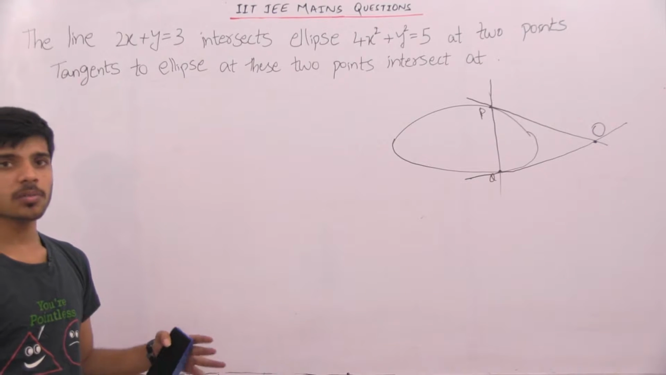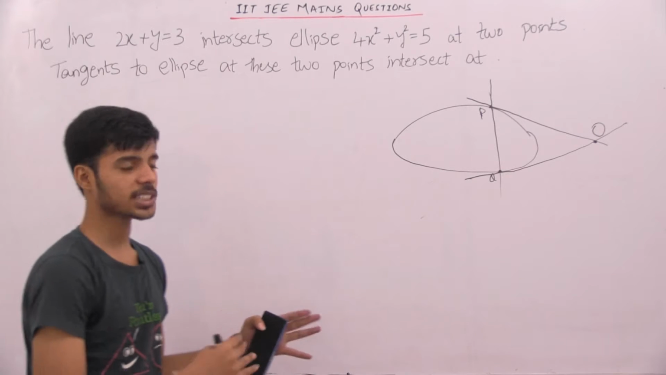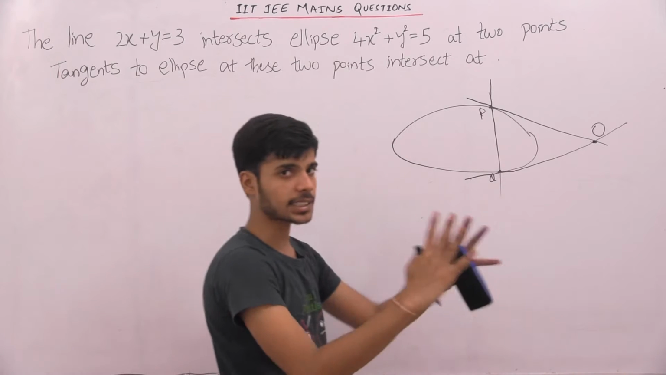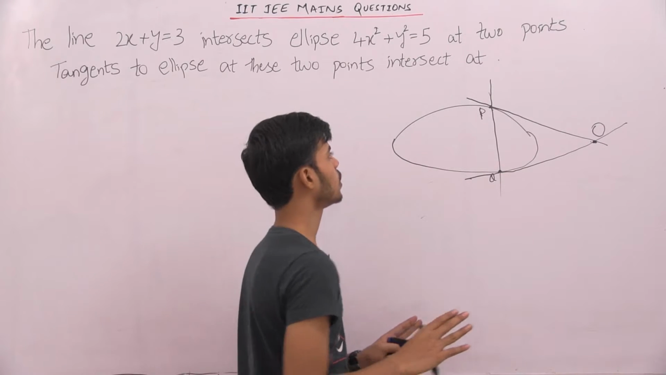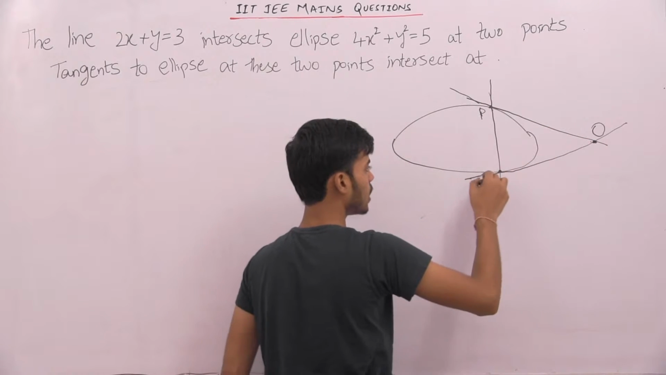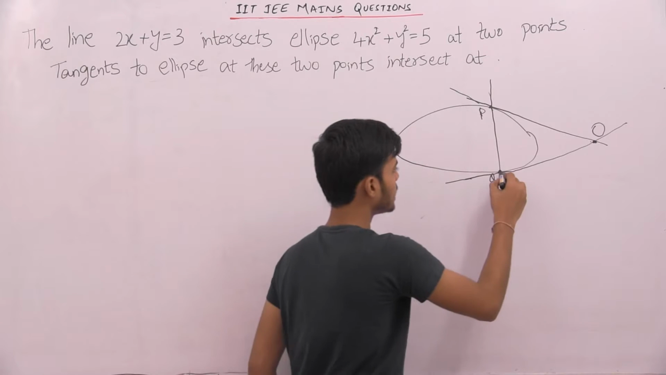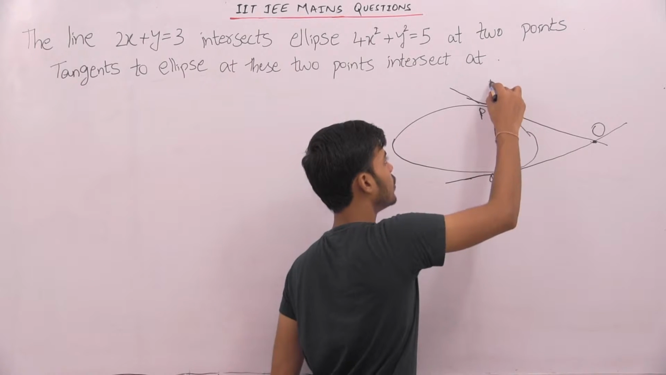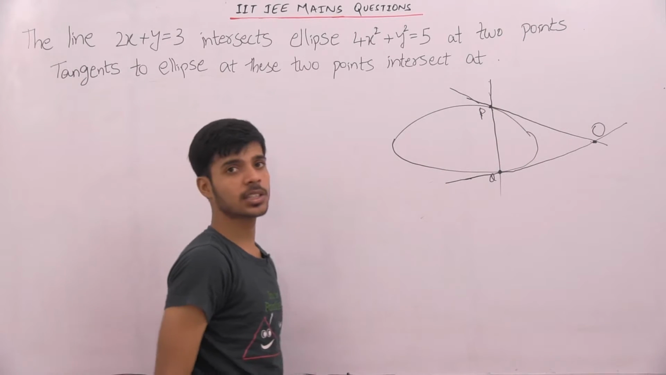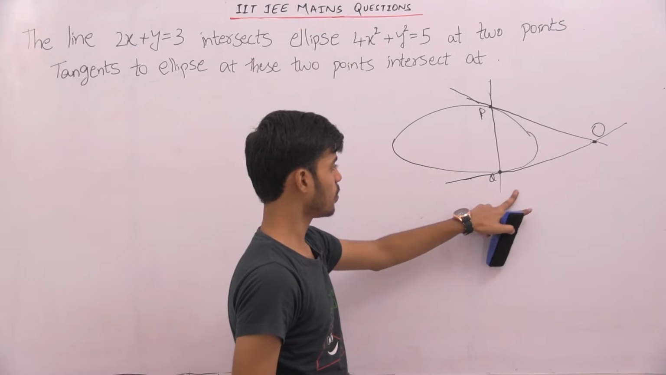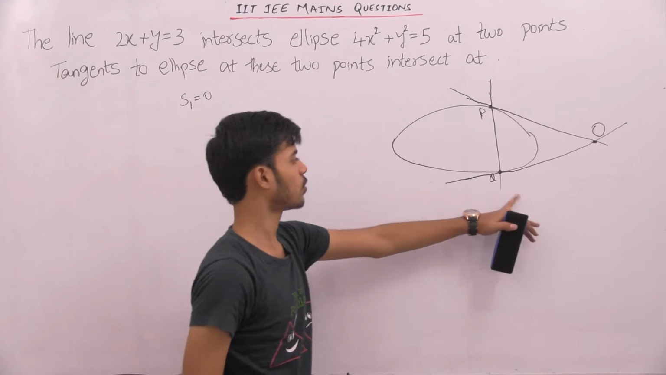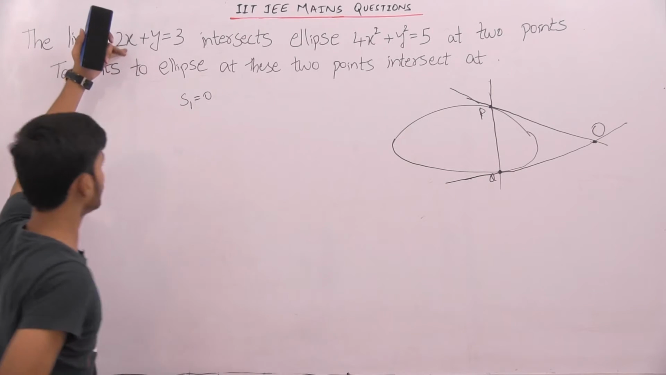So now let's come to this question the other way around. Starting from O, we have some external point. We draw two tangents to the ellipse, they touch it at 2 points, and if we draw a line through those 2 points, we get a chord of contact. We already know that the equation S1 equals 0 gives us the chord of contact equation, which is equal to this line.